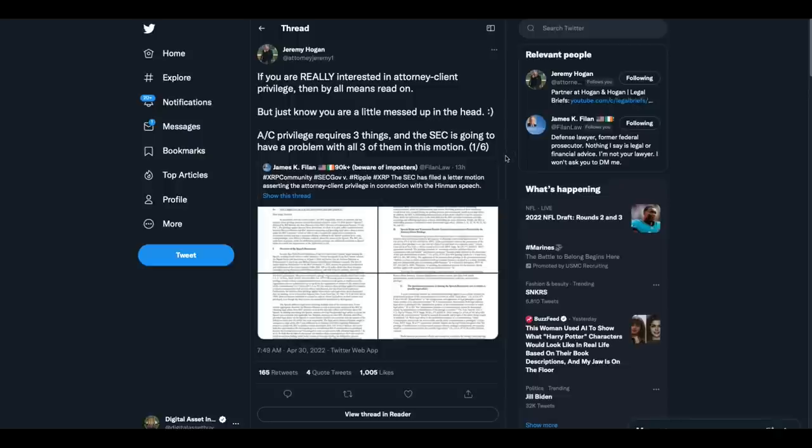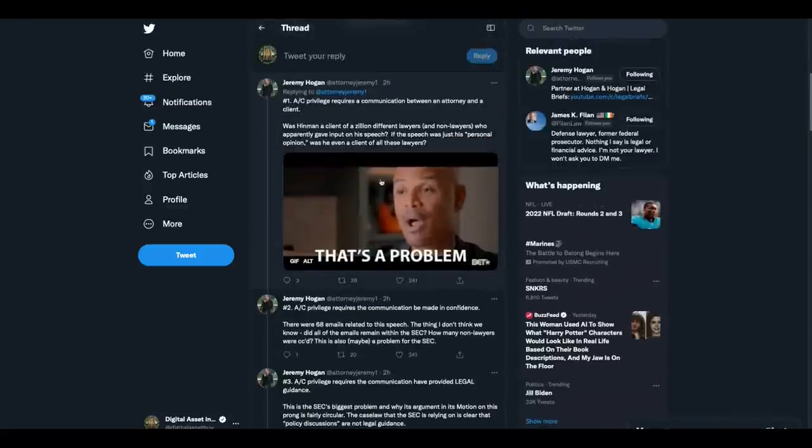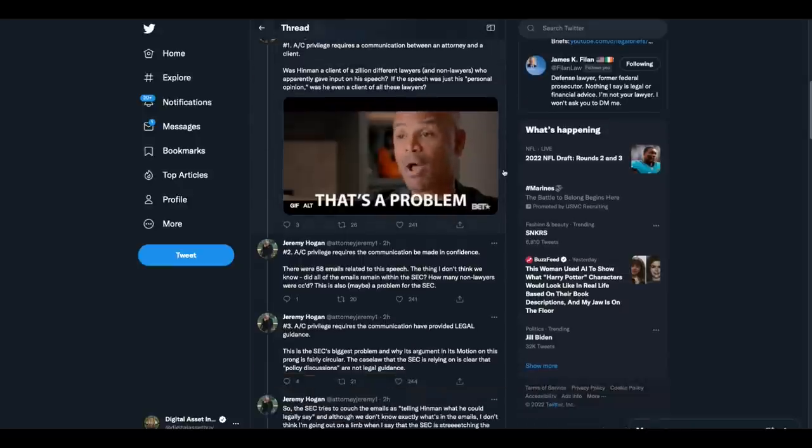If you're really interested in attorney-client privilege, then by all means read on. But just know you are a little messed up in the head. Attorney-client privilege requires three things, and the SEC is going to have a problem with all three in this motion. The first one is attorney-client privilege requires a communication between an attorney and a client. Was Hinman a client of a zillion different lawyers and non-lawyers who apparently gave input in the speech? If the speech was just his personal opinion, was he even a client of all these lawyers?